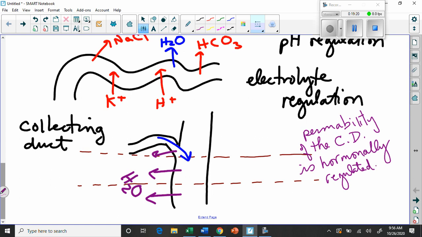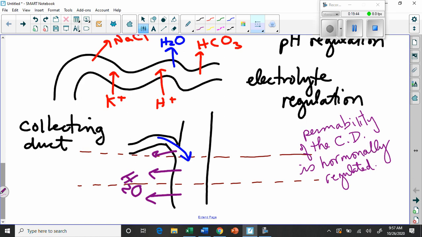So what that means is that the degree of water that's reclaimed can be controlled through hormones. We'll talk about hormones later. So this is where basically your body decides how much water you have available and how much it wants to waste in the urine. And it can make the urine more concentrated or less concentrated depending on your hydration state.